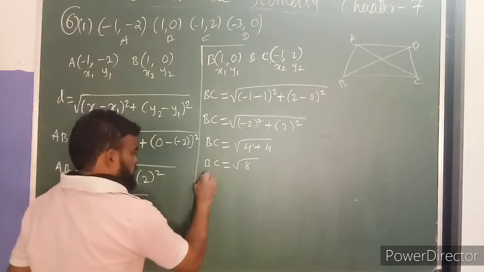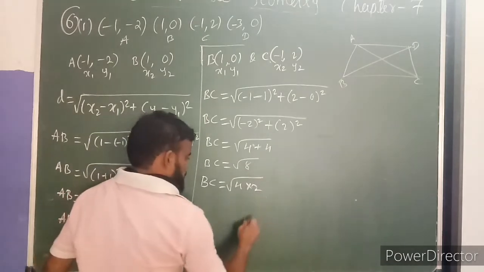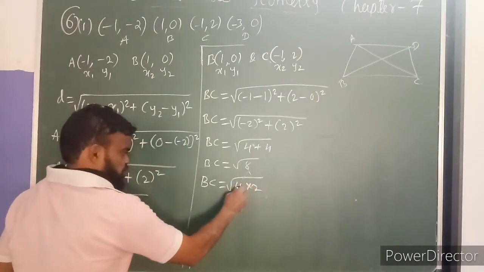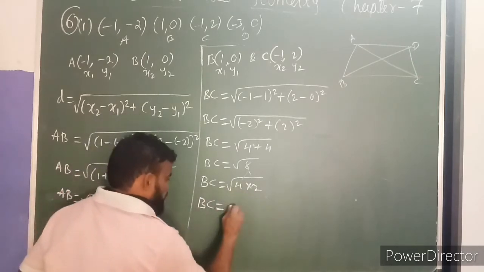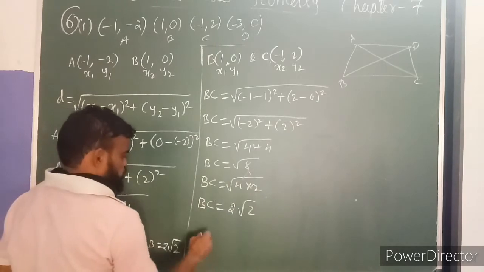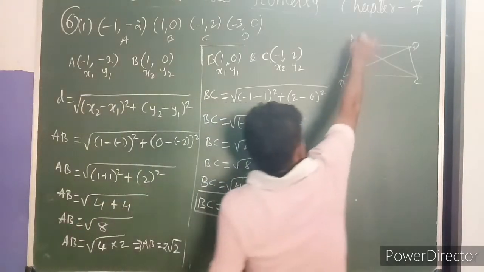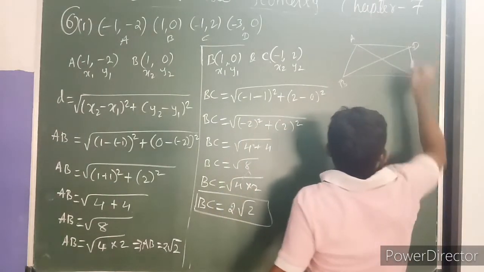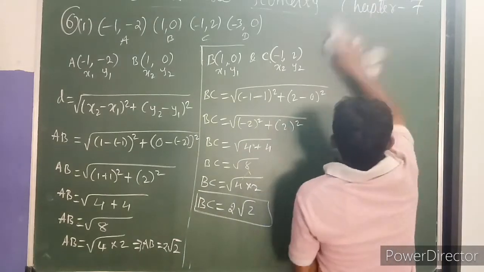Now I can solve. Then BC is equal to, I can split 8 into 4 times 2. One is a perfect square number, one is a normal number. Then BC is equal to the square root of 4 is 2, and the remaining root 2 as it is. That is BC. Now we have found AB and BC. Next we have to find CD.